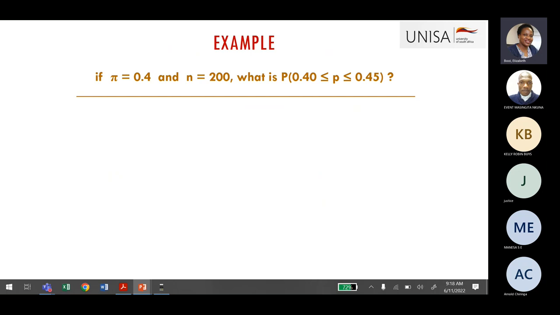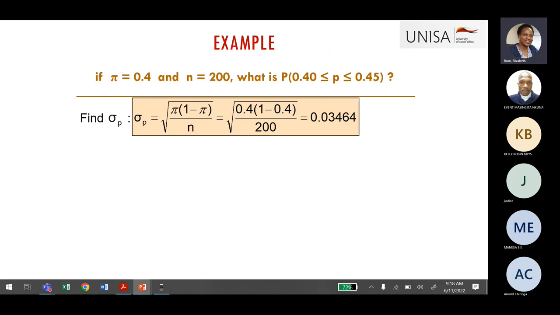If our population proportion is 0.4 and our N is 200, what is the probability that the sample proportion P lies between 0.4 and 0.45? The first step I will do is to calculate the standard error, because it's a very long calculation. Remember our formula: Z is equal to P minus the population proportion, divided by the square root of the population proportion times 1 minus the population proportion divided by N. If I'm calculating everything manually, the first step is to find my standard error, which is 0.03464.